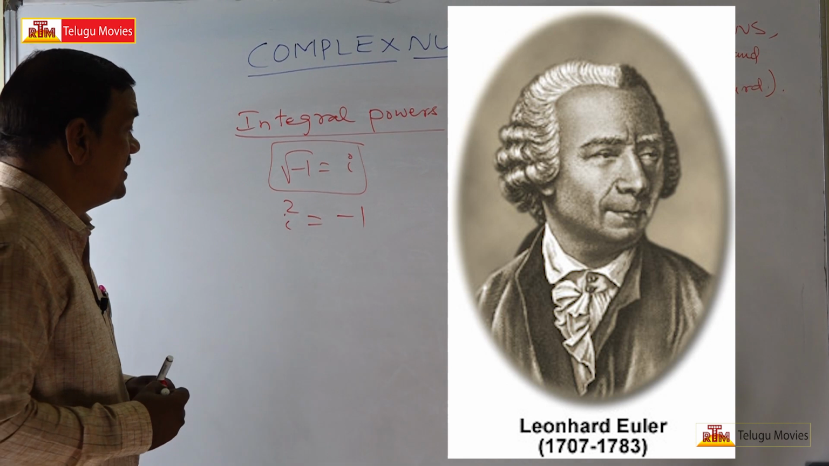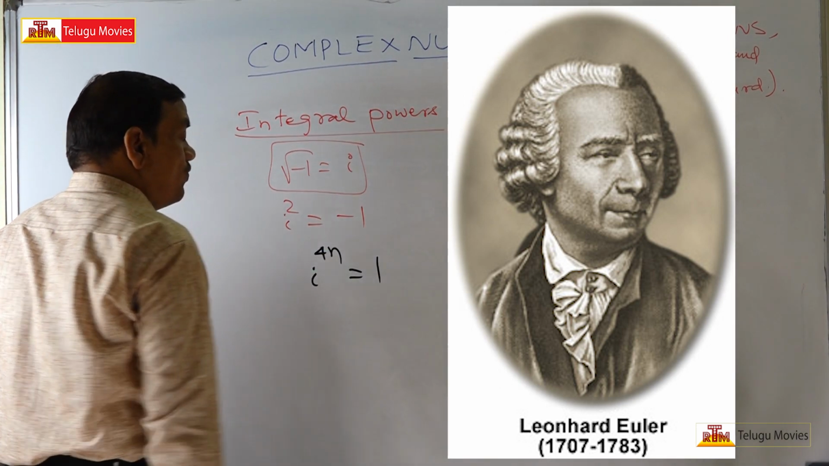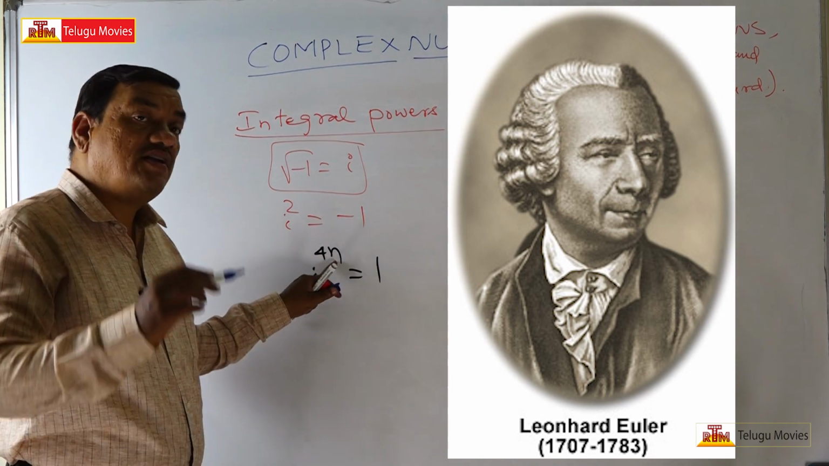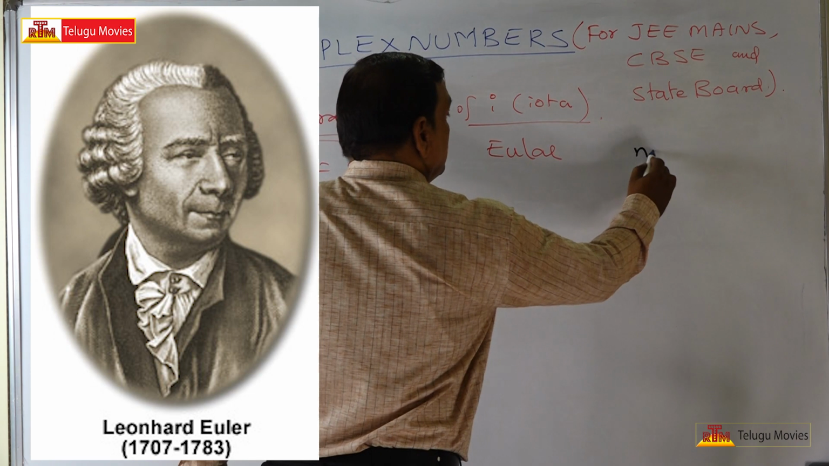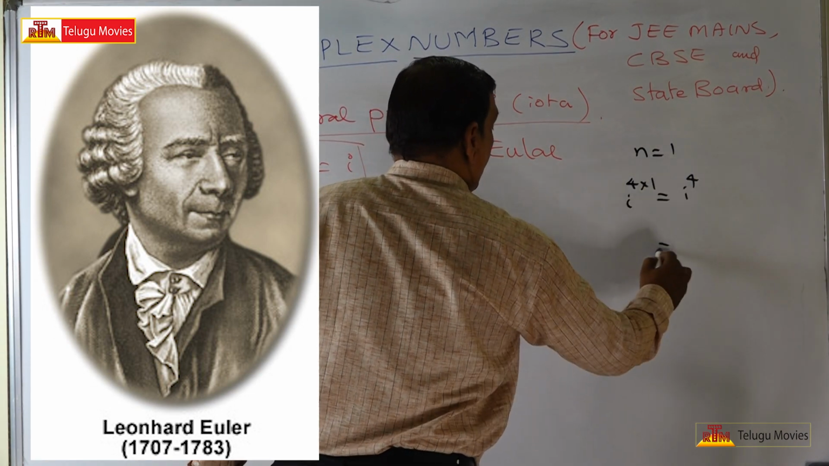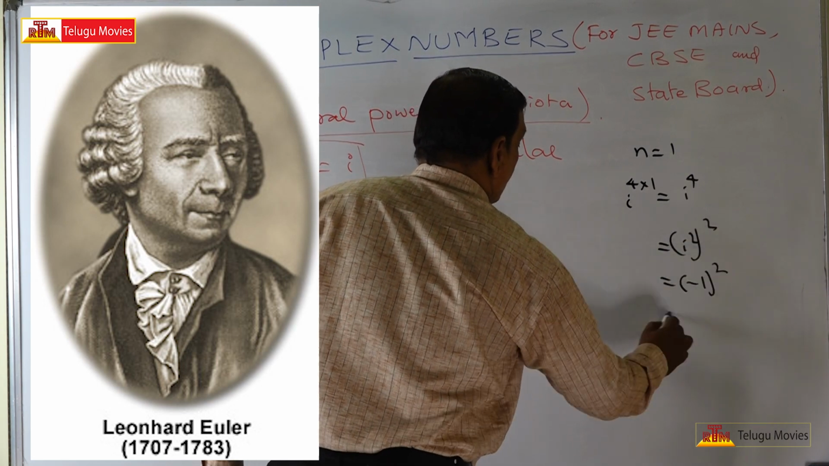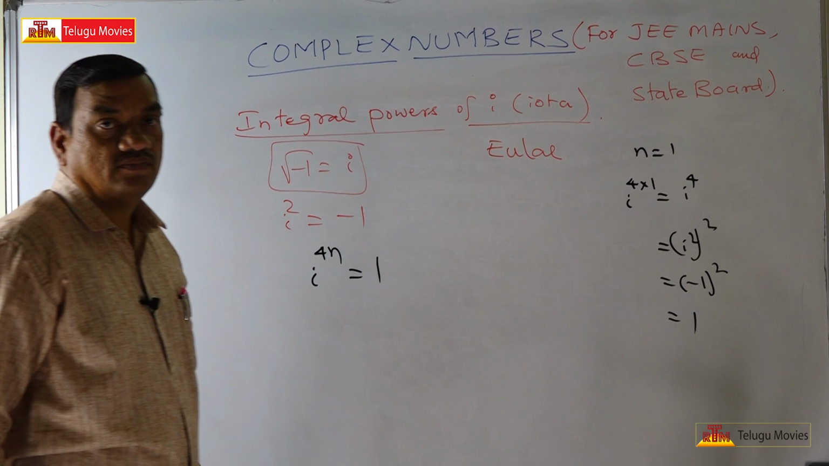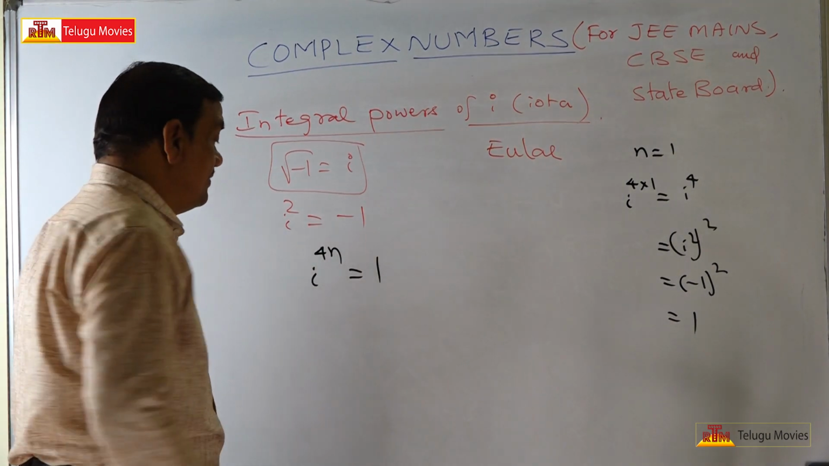Now, what are the integral powers of i? i power 4n is equal to 1. That means in place of n, you substitute any natural number. For example, if you put n is equal to 1, what happens? i power 4 into 1, that is i power 4, that is i square whole square. i square means minus 1 whole square, that is equal to 1.